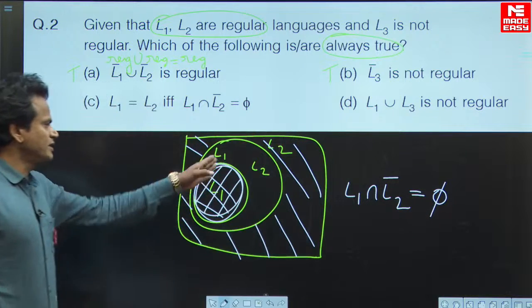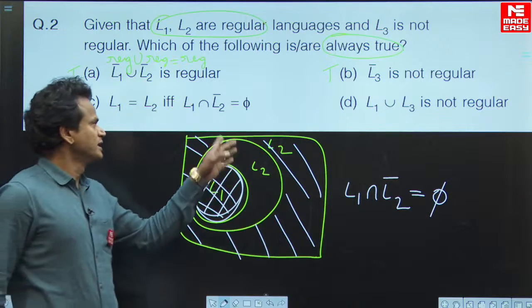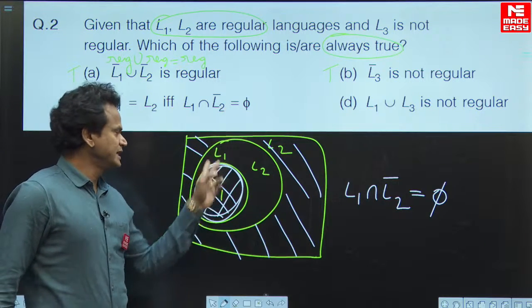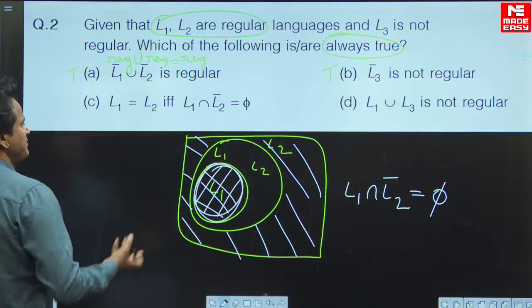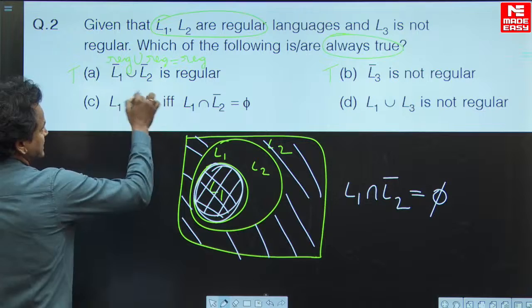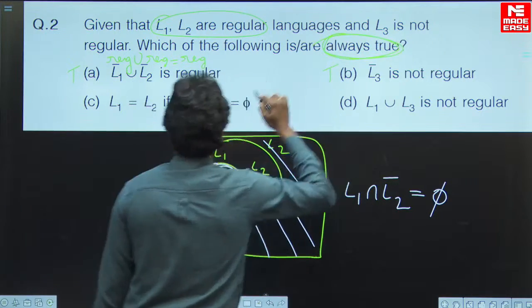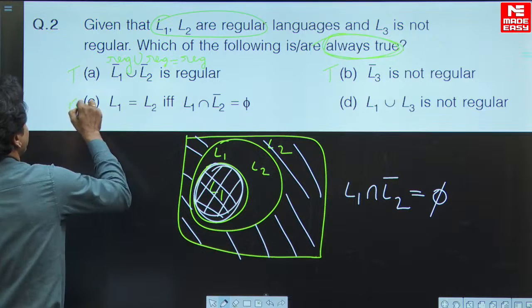But here L1 and L2 are not equal. So even though L1 intersection L2 complement is empty, they need not be the same. They may be the same, but it is given as always true, and always need not be true. So this is a false statement.